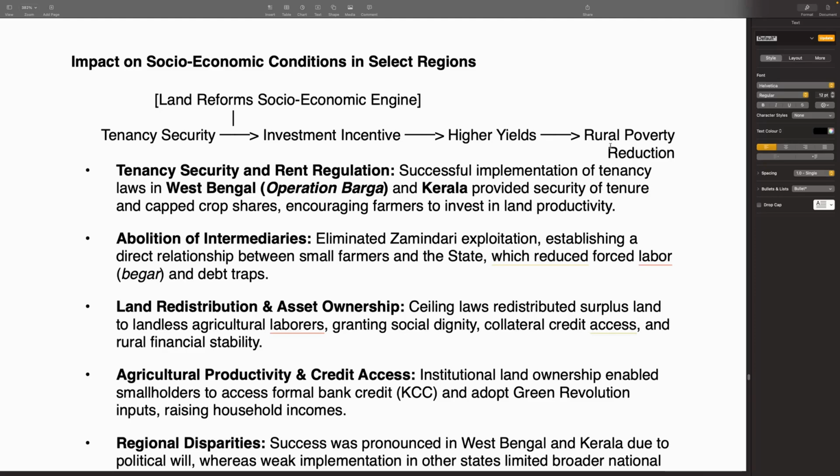Tenancy security and rent regulation. Successful implementation of tenancy.